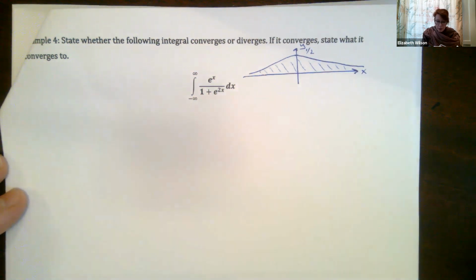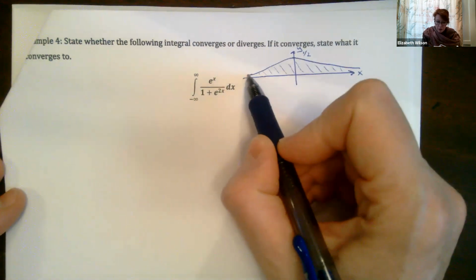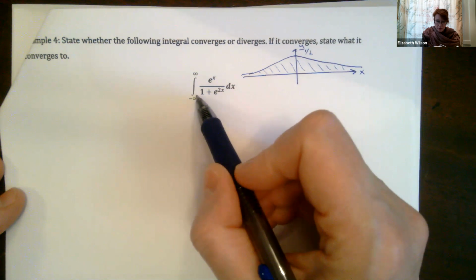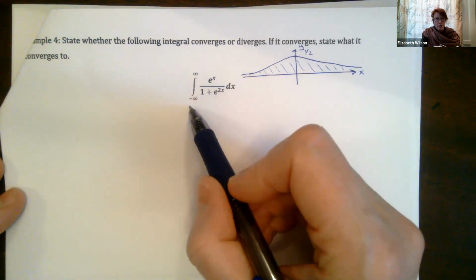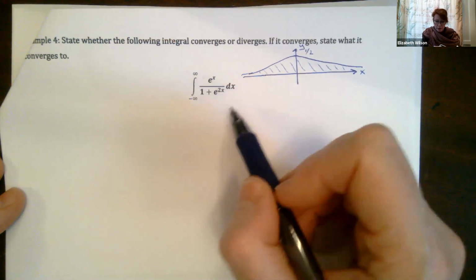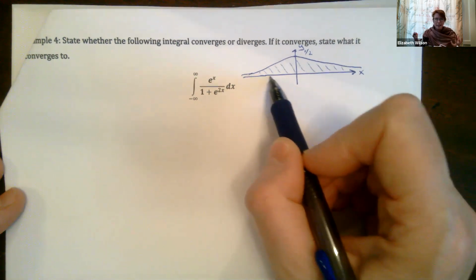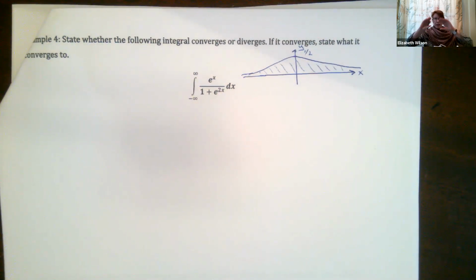Okay, so this is what we're going to want to try to do. Remember, the reason it's improper is because our bounds of integration are minus infinity to positive infinity. So how do I calculate an area under a curve if this whole thing goes out to infinity in either direction? So that's why we're converting this to a limit process.